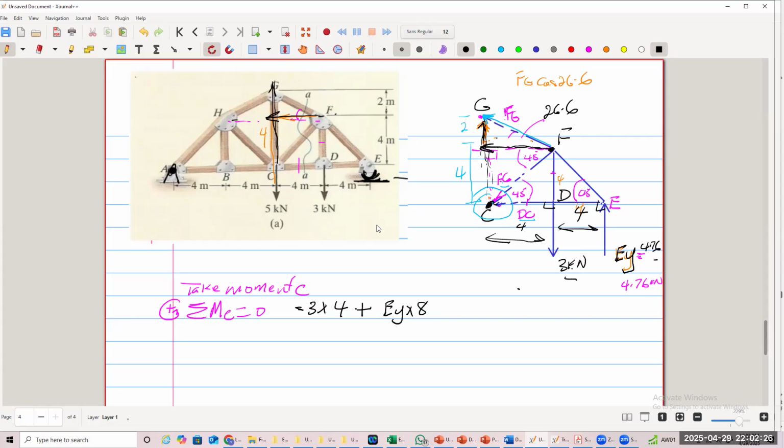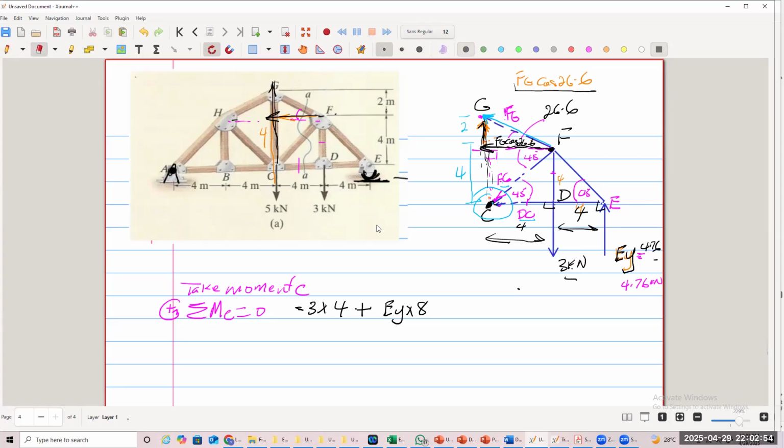times 8, right? But we have the EY value. Anyway, the next force that we're going to contend with is a component of FG, which is FG cos 26.6. See it up top there? As I wrote up here, see it up here? So it is right here. It is acting right here. FG cos 26.6, right there. All right?